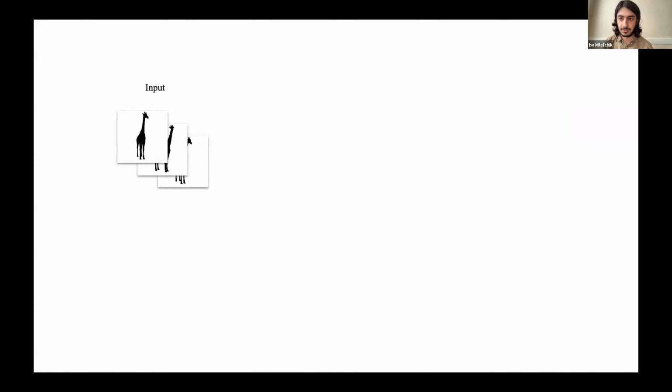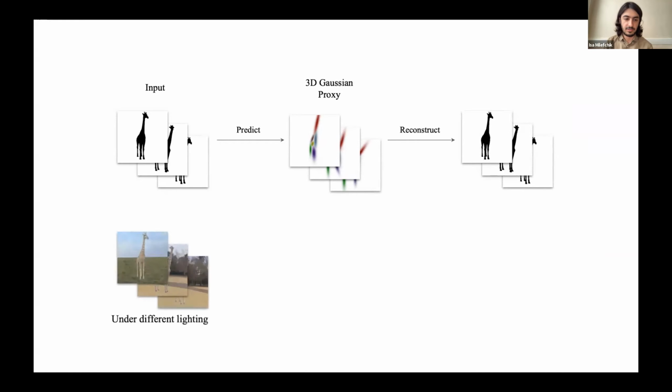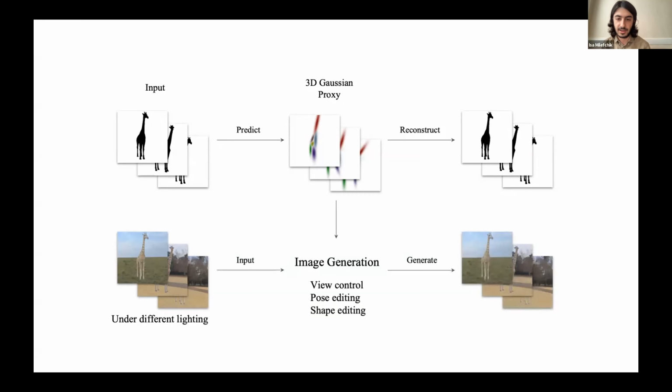So we take as input the mask of the object, and we predict a set of 3D anisotropic Gaussians. And this is our proxy for reconstruction of the input mask. And so once we have this intermediate 3D structure, we can also learn to produce textured images of the object. And we have control over view and pose and shape.